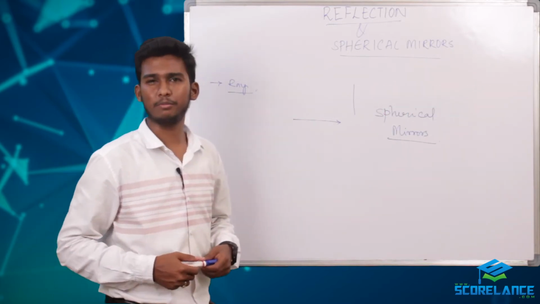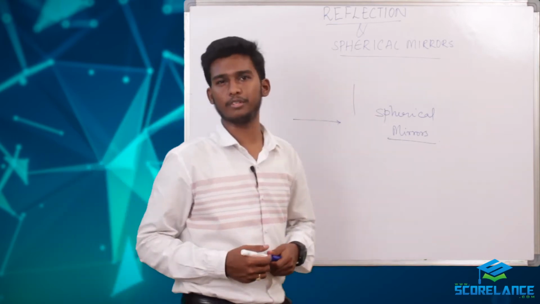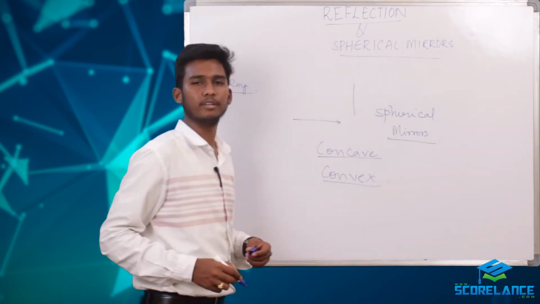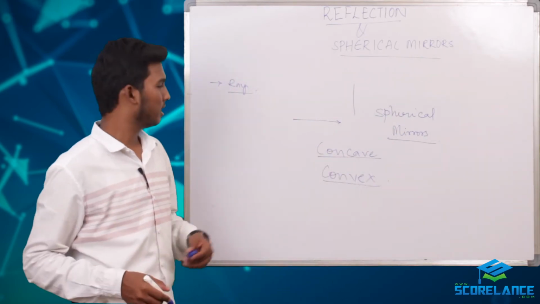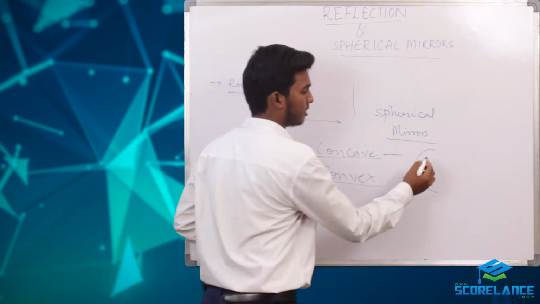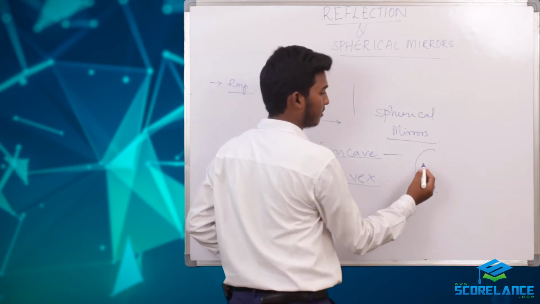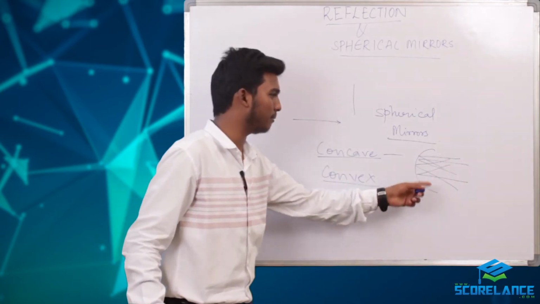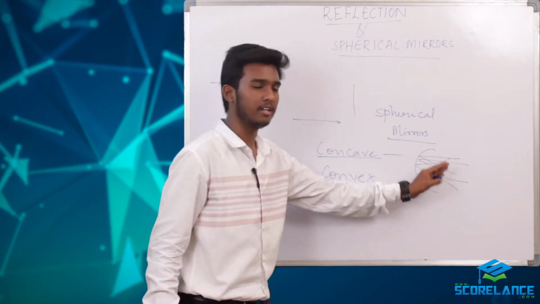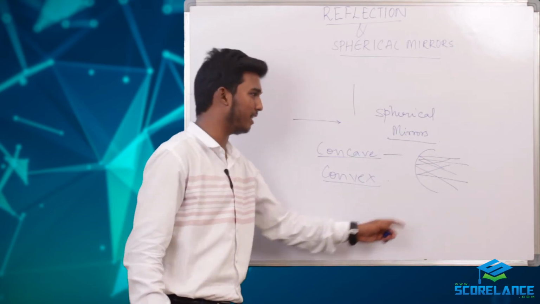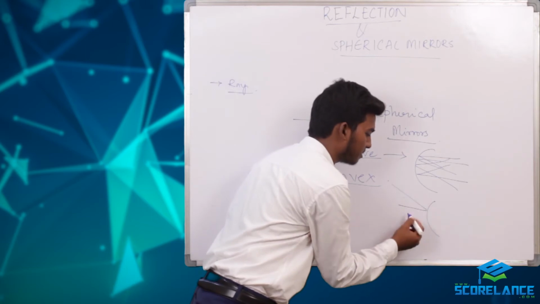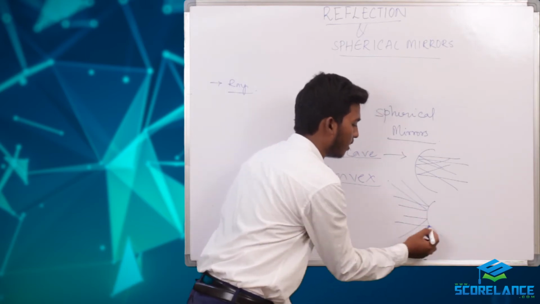So, how many types of spherical mirrors do we have? We have two types of spherical mirrors. They are concave and convex. Concave mirrors are the mirrors whose reflecting surface is inward. They are also known as converging mirrors. Like this, the inner surface is the reflecting surface. I'll explain these terms and why I'm drawing like this. But for the time being, let us understand that the reflecting surface is inside. The mirrors whose reflecting surface is inside are known as concave mirrors. The mirrors whose reflecting surface is outside are known as convex mirrors.